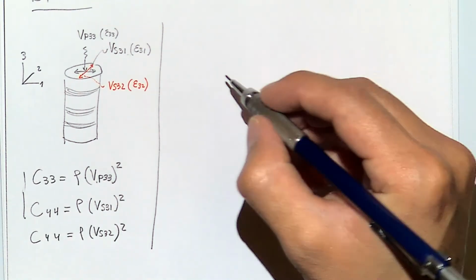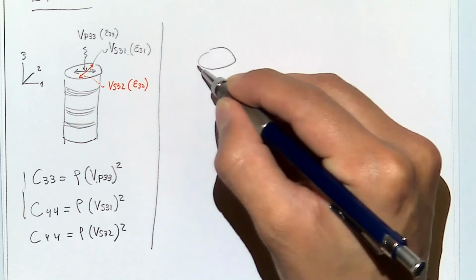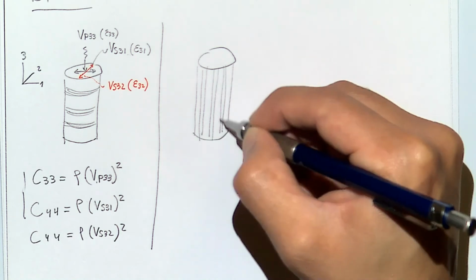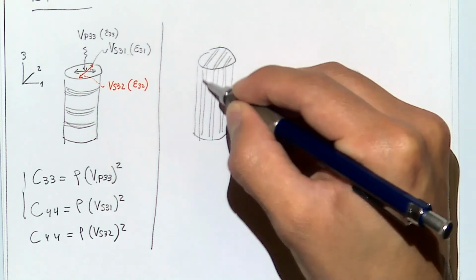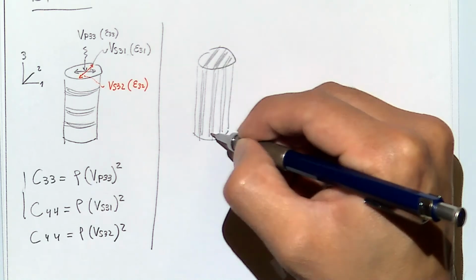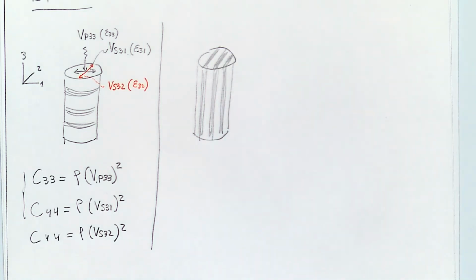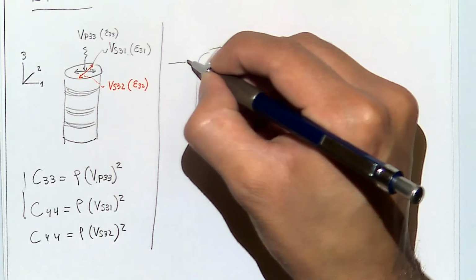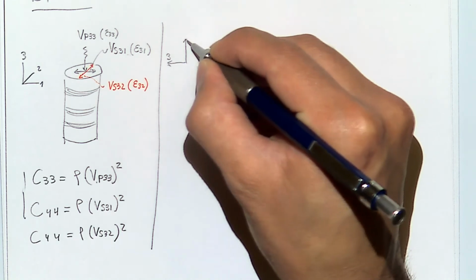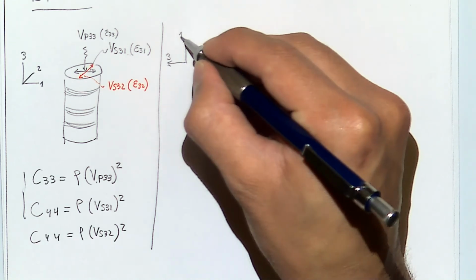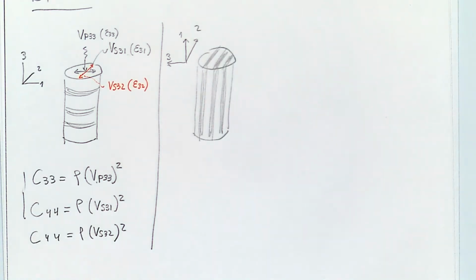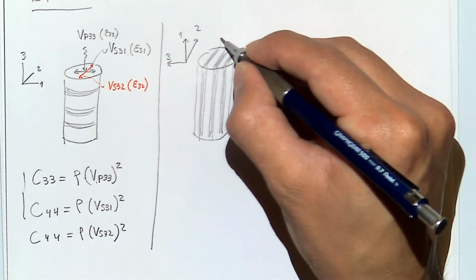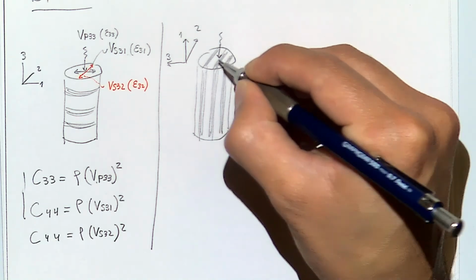Now we are going to use a horizontal sample, and let's see, the coordinate system is 3 and 1 and 2, and we're going to send a P wave in direction 1.